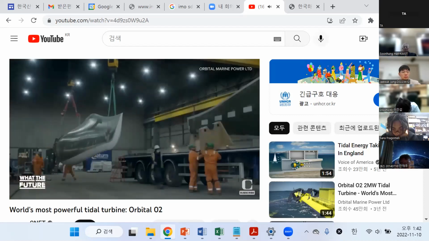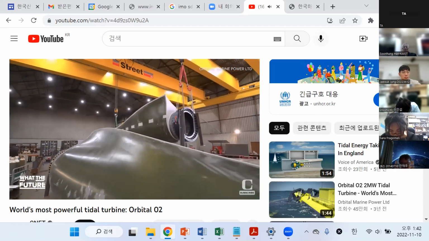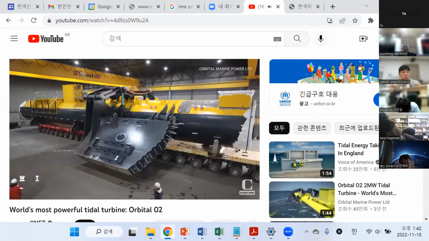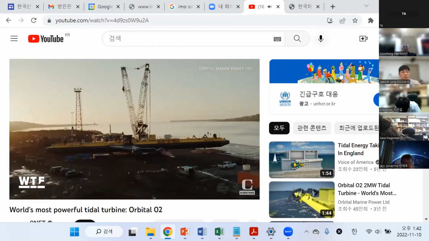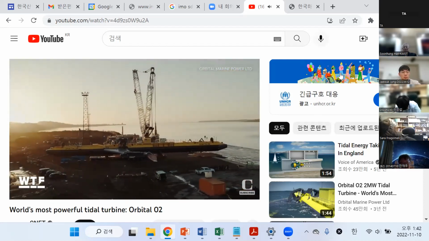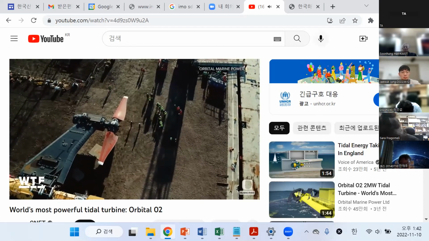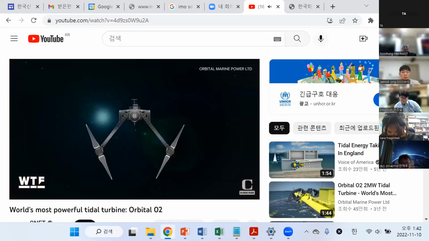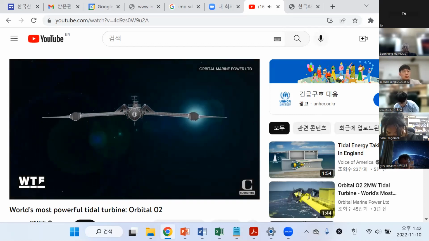It was designed and built by a Scottish engineering firm called Orbital. The O2 is a floating turbine about the size of a 747. It's 74 meters long with arms that reach 18 meters below the surface. The O2 weighs in at about 680 tons, and those rotors are 20 meters each, sweeping an area of more than 600 square meters.